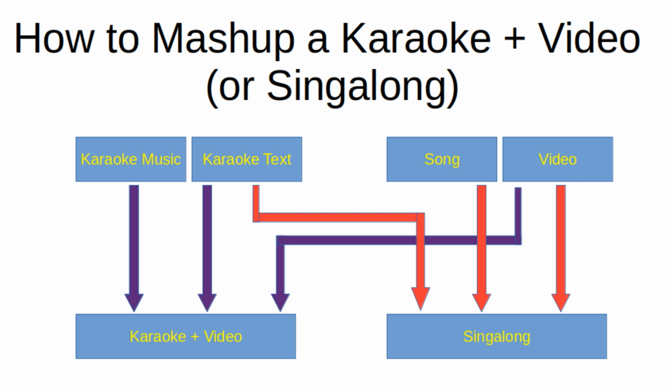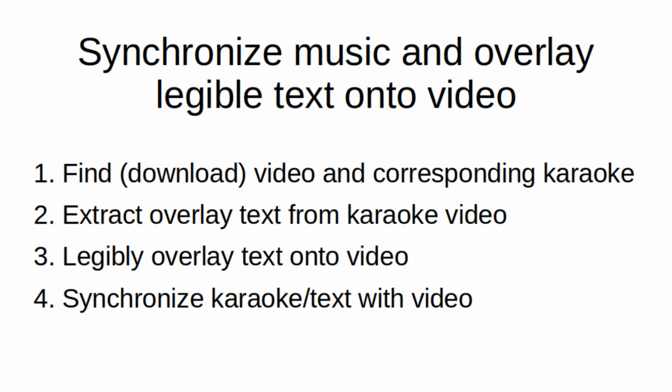If you want to make a sing-along, you want to take the music and video from the music video, but just add the karaoke text. And there's 4 steps. The first step is you find and download the video and the corresponding karaoke. The second step is you have to extract the overlay text from the karaoke video and legibly overlay it onto your final product, onto the music video. And then you want to synchronize the karaoke text with video. Those are the 4 steps.